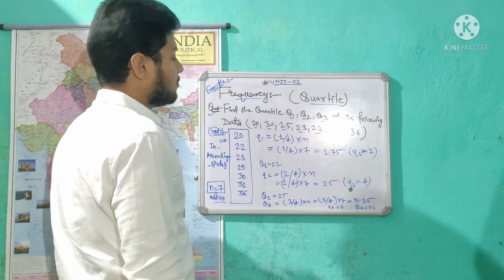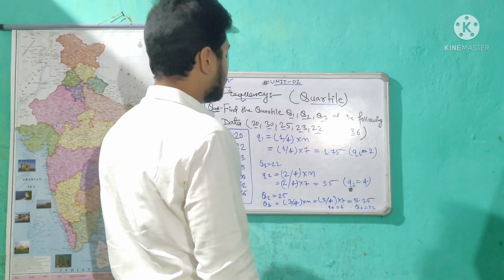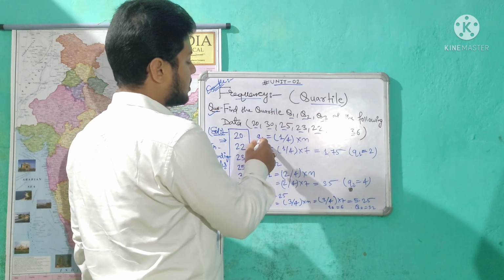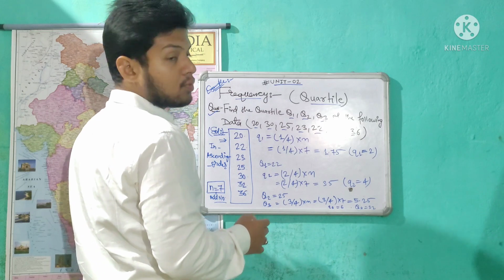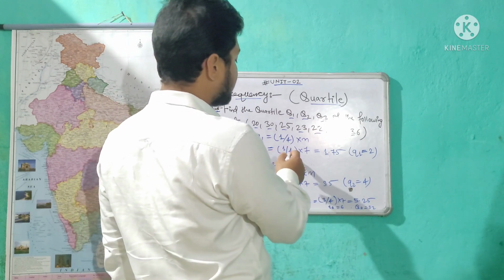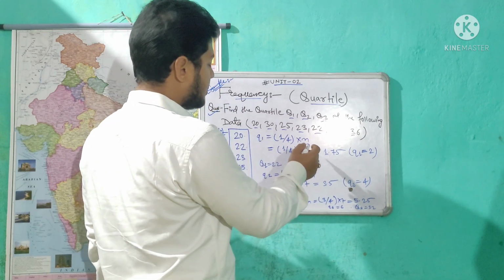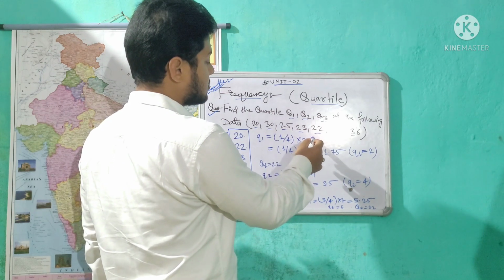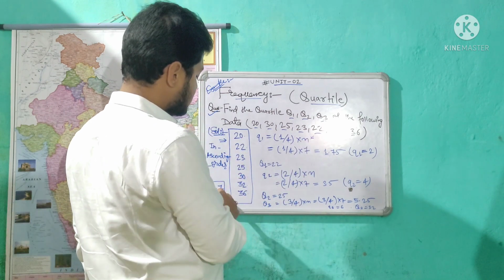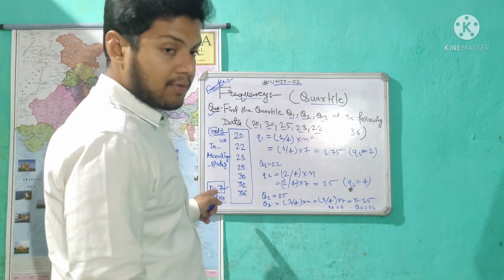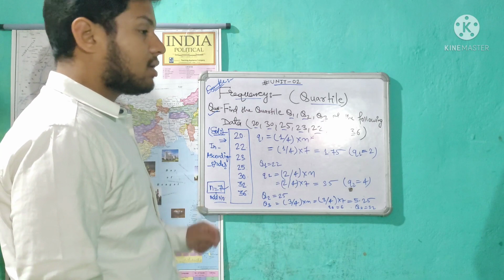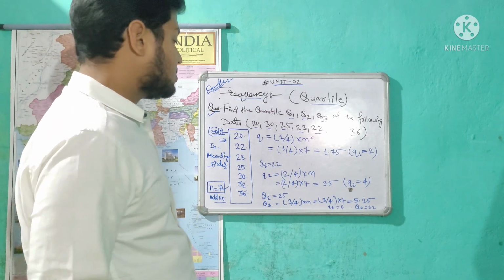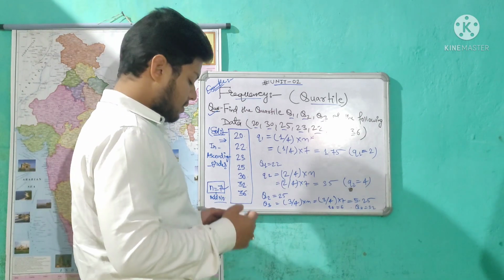Finally, we will apply the formula. Q1 is equal to 1 by 4 into N. N means the total number of observations, and here the total number of observations is 7. This is an odd number, as we all know that 7 is an odd number, not even.